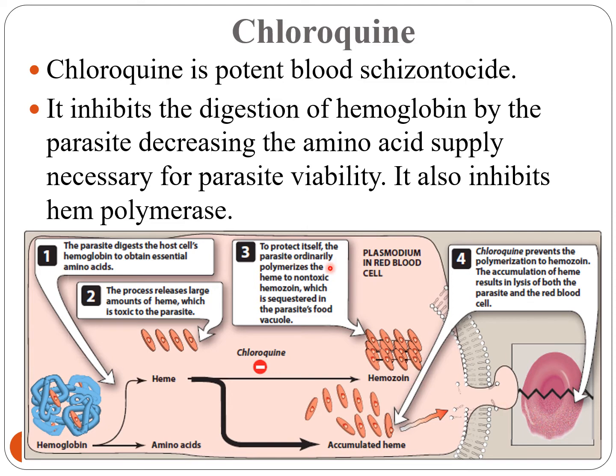To protect itself, the parasite ordinarily polymerizes heme to non-toxic hemozoin, which is sequestered in the parasite food vacuole. Chloroquine prevents the polymerization of hemozoin, so the accumulation of heme results in lysis of both the parasite and the infected red blood cell.